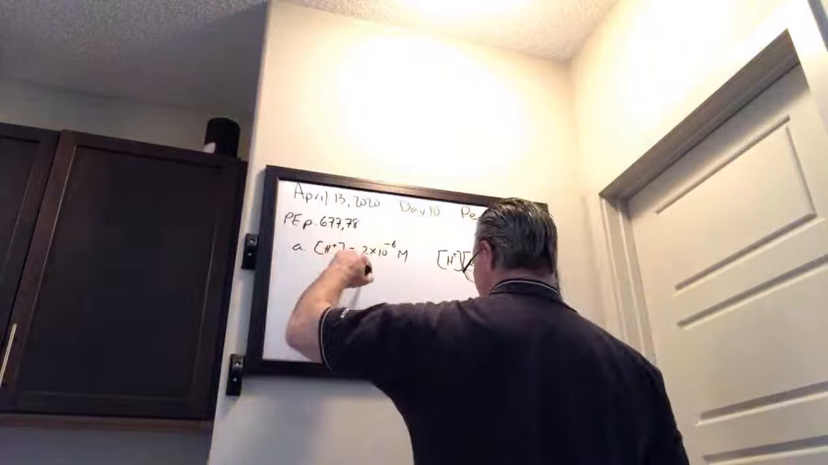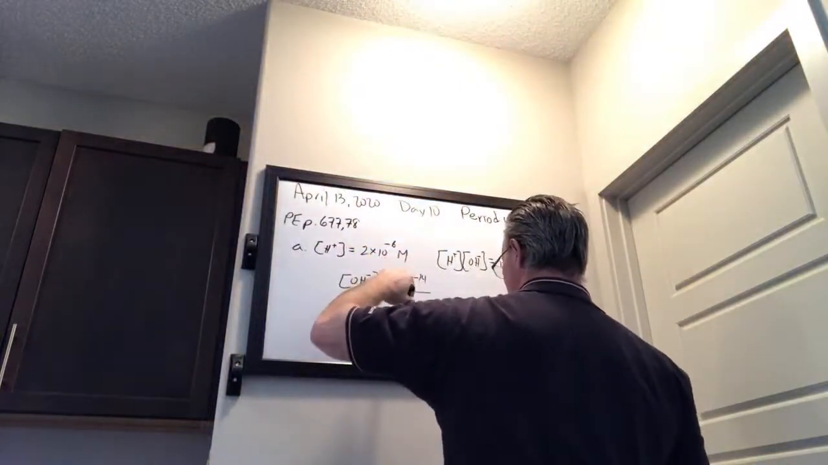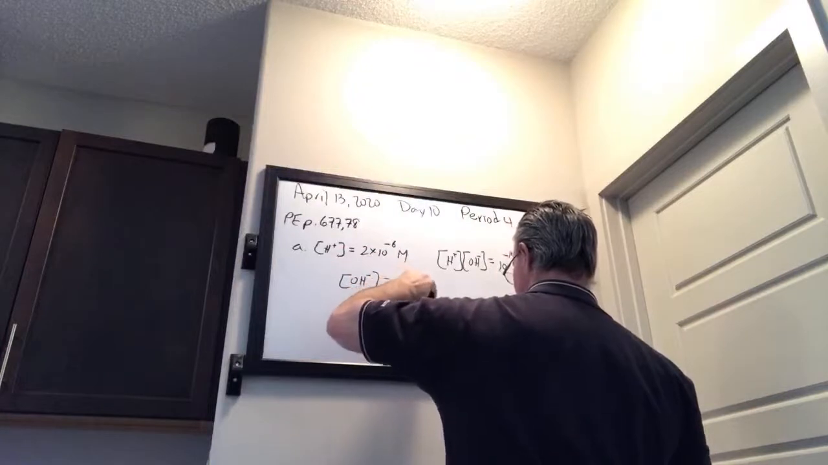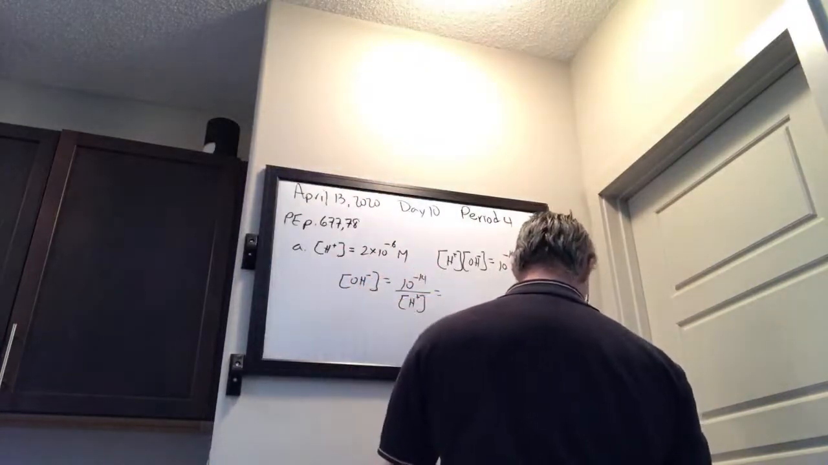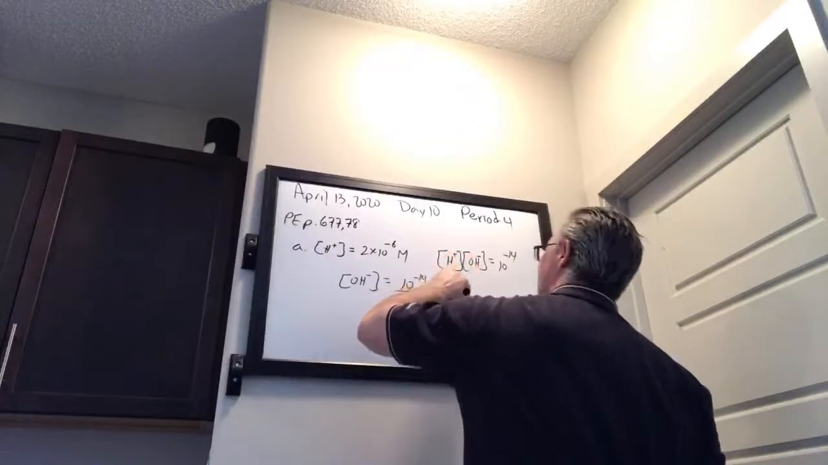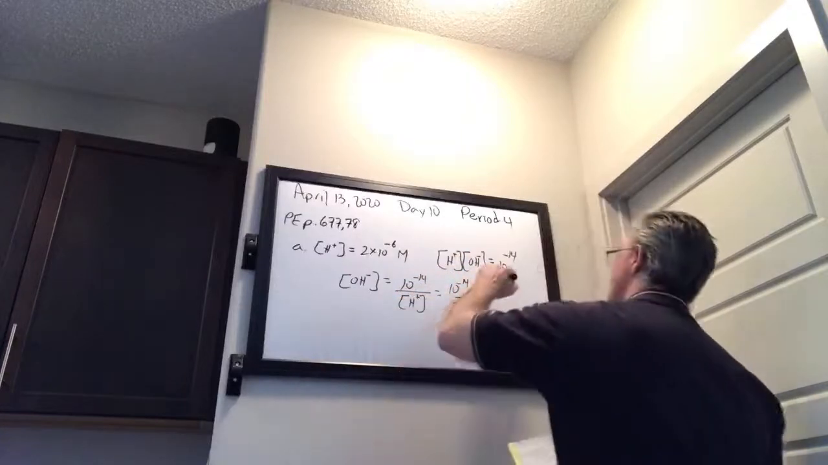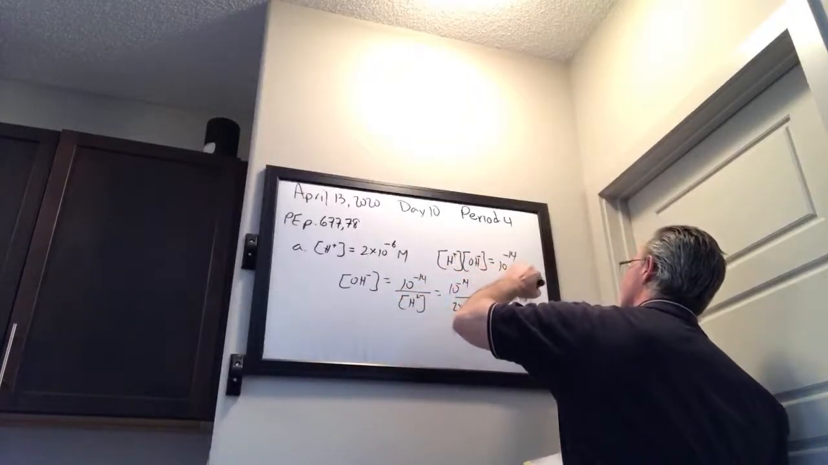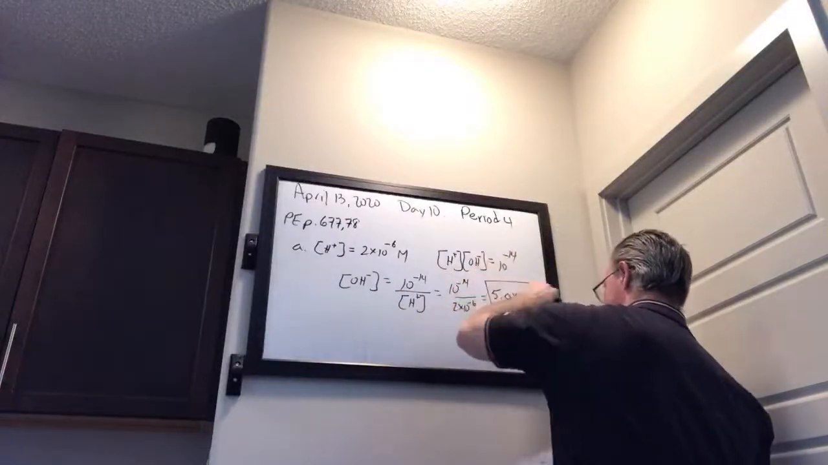So OH minus concentration is going to be equal to 10 to the negative 14 divided by H plus concentration. So what you get is 10 to the negative 14 divided by 2 times 10 to the negative 6, which gives you 5.0 times 10 to the negative 9 molar for the OH minus concentration.